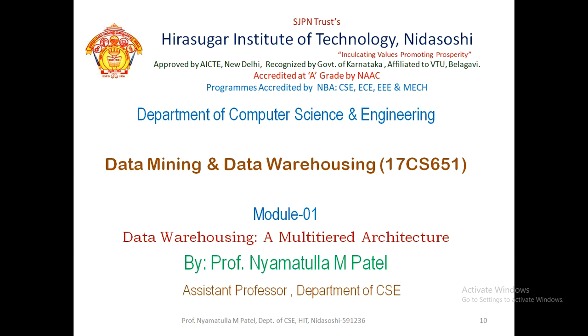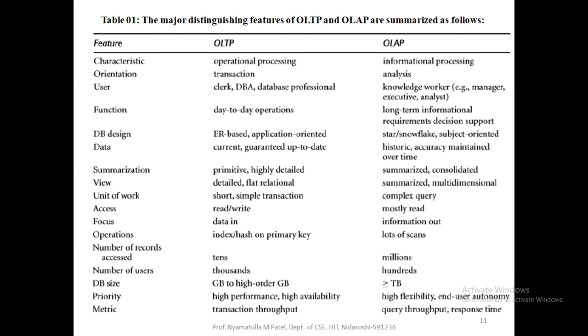Okay, coming to the major differences or major distinguishing features of OLTP and OLAP. OLTP is online transaction processing, whereas OLAP is online analytical processing. So now we have so many characteristic features that we need to discuss over here, more than 15 features, and with respect to those features we are going to analyze what is with respect to an OLTP and what is with respect to an OLAP.